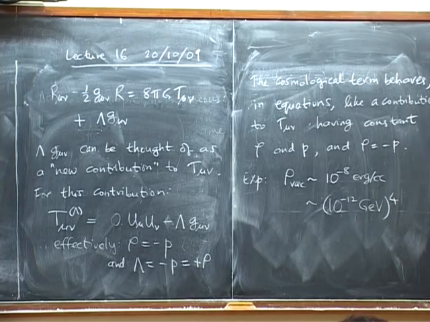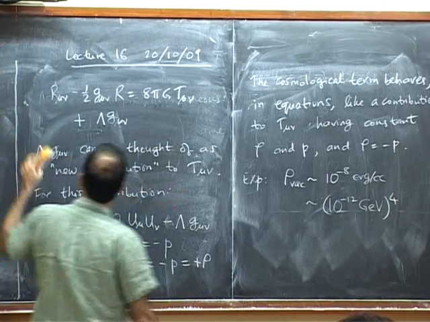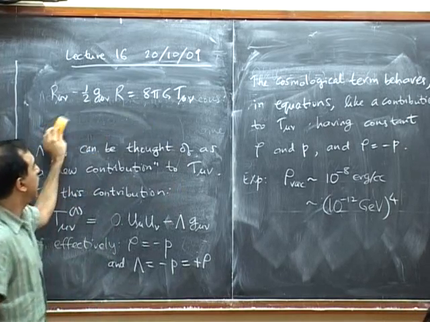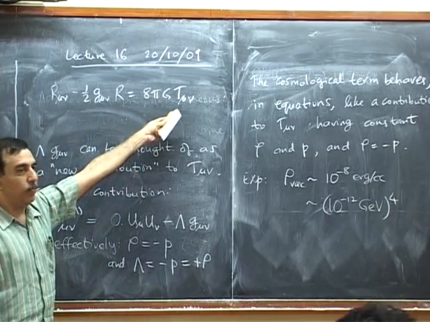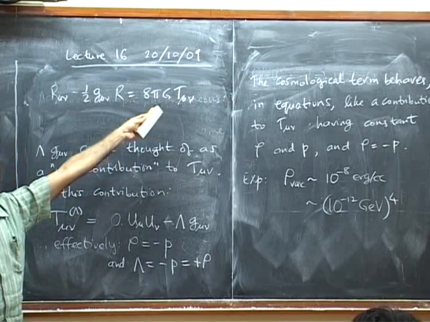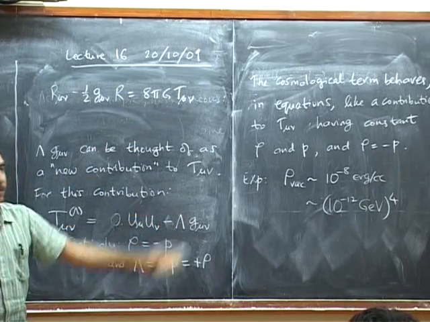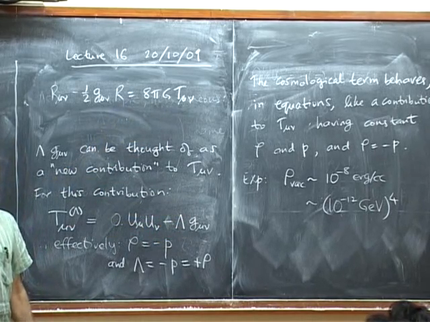Good. That was a digression, but a good one to make, because then we can forget about this term and do this with a T mu nu parameterized in terms of pressure and rho, and if we feel like solving the equation with the lambda, we'll just put P equals minus rho and we're done. Just a special case.